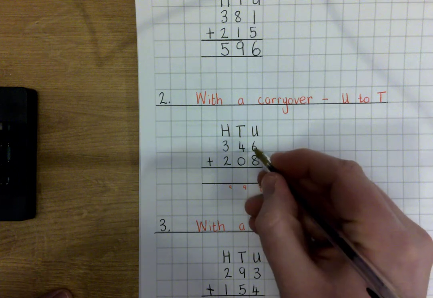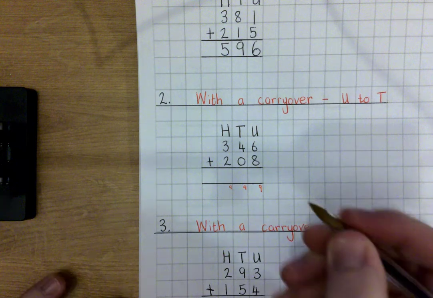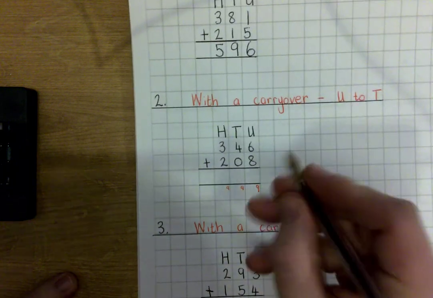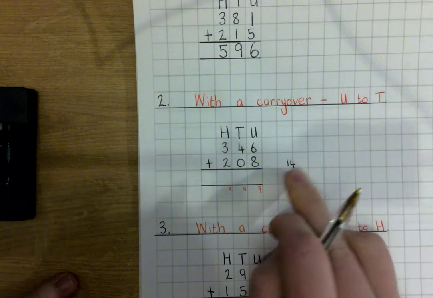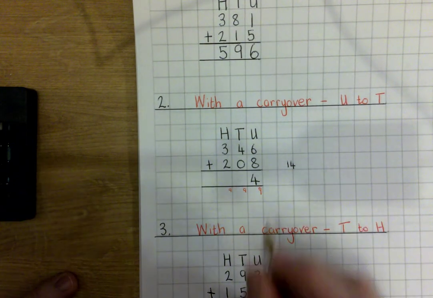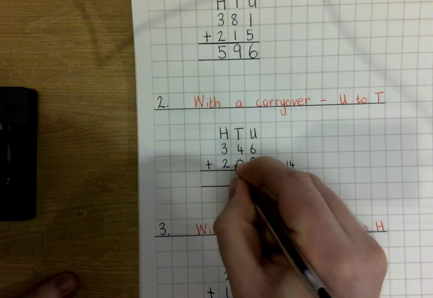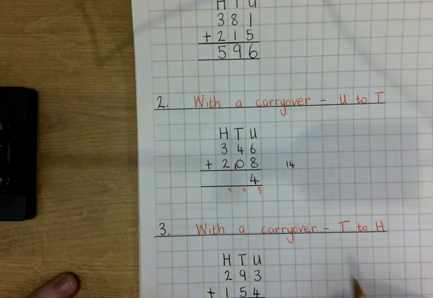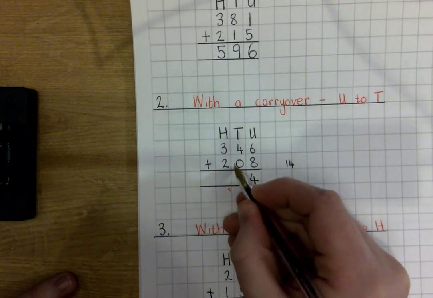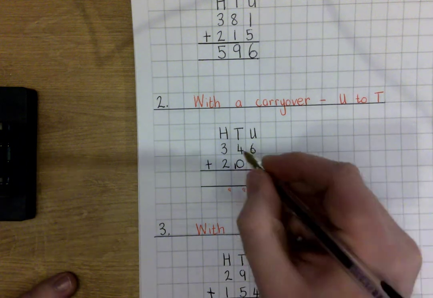Okay, here we go. 6 units add 8 units. Yes, that's going to give me 14 units. I can't put 14 in this column because it's bigger than the 9. So I'm going to just take apart the answer. I'm going to put the 4 in here, and then I'm going to carry over my 1 into the next column, carry over the 10. Now, I put the carryover here at the bottom, just small, but I have to remember to add it on when I'm adding on my tens column.